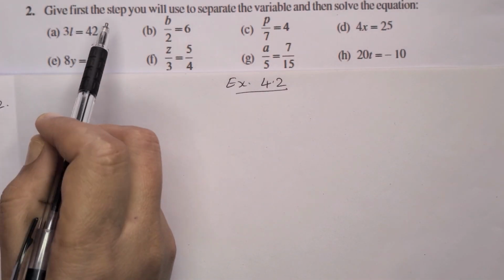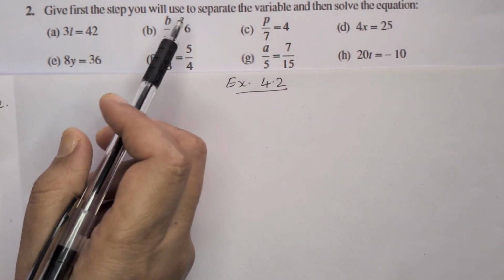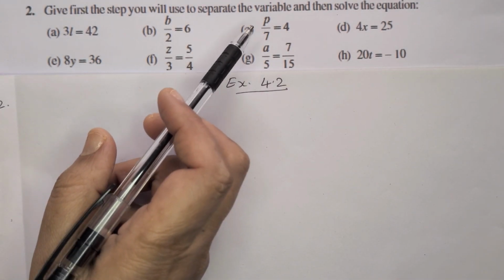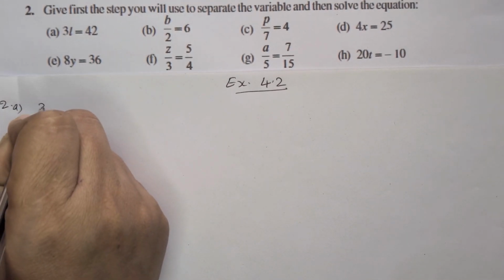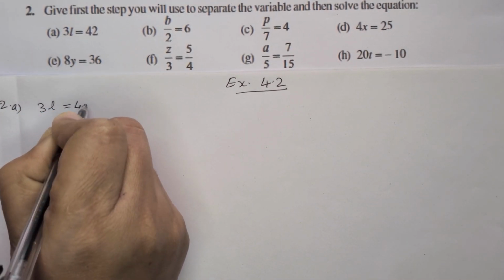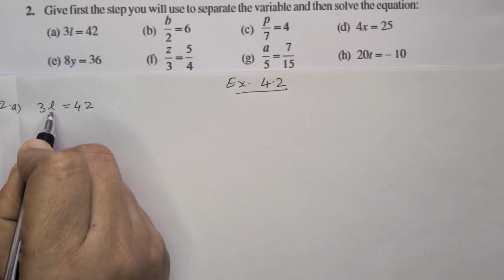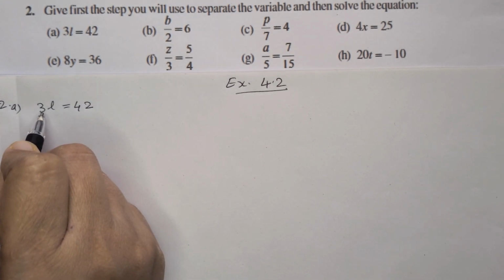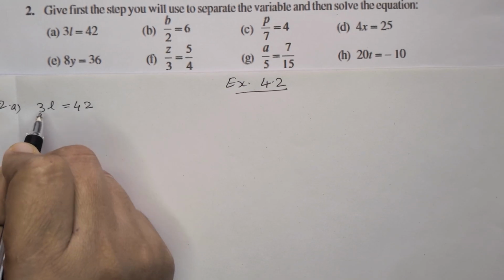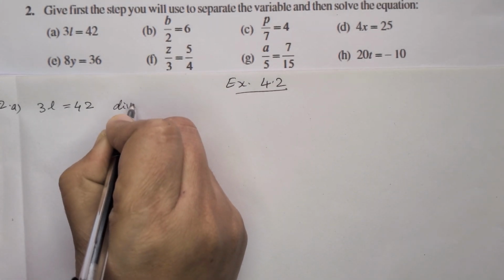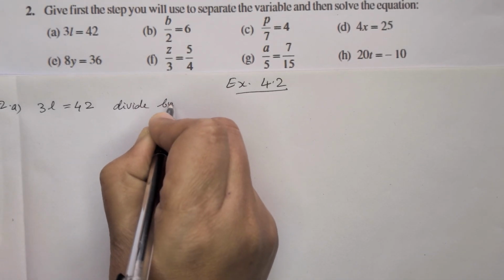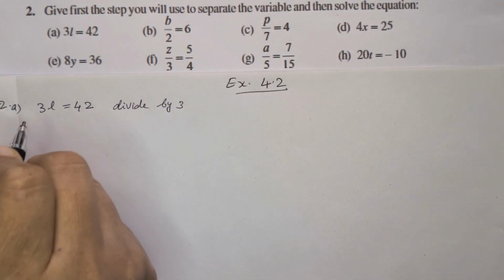Second question, give first the step you will use to separate the variable and then solve the equation. First one, 3L is equal to 42. We have to separate the variable. That means we have to remove this 3. For that, divide both sides of the equation by 3. So divide by 3, both sides of the equation.